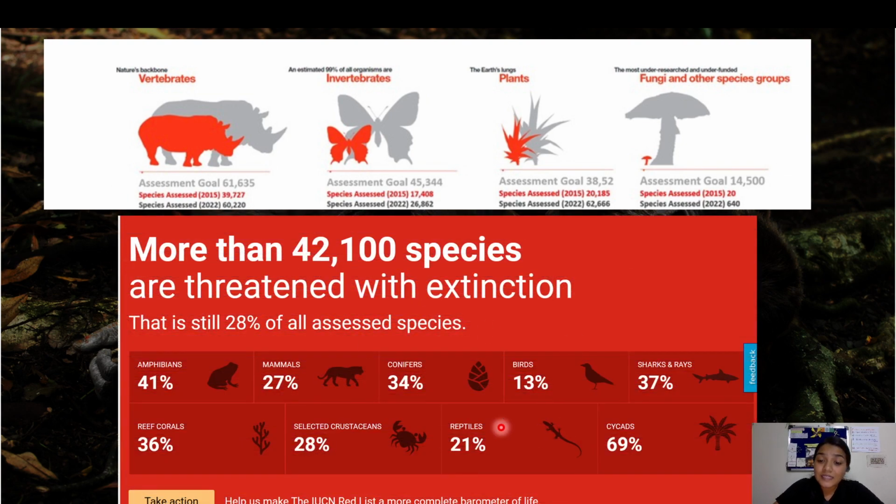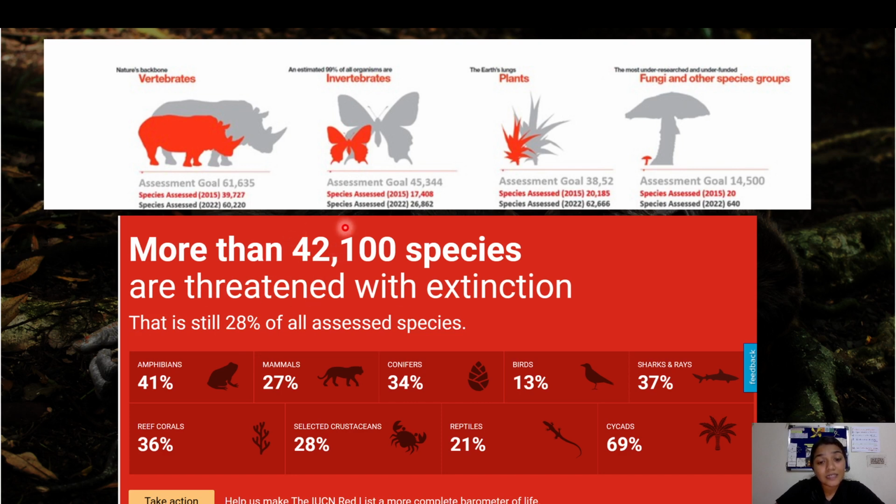So again, this is from their website, where they have mentioned that more than 42,100 species are threatened with extinction. So whatever data, whatever species they have assessed, from that 42,100 species are threatened with extinction. That means that if we do not take care, they are going to get extinct, right?